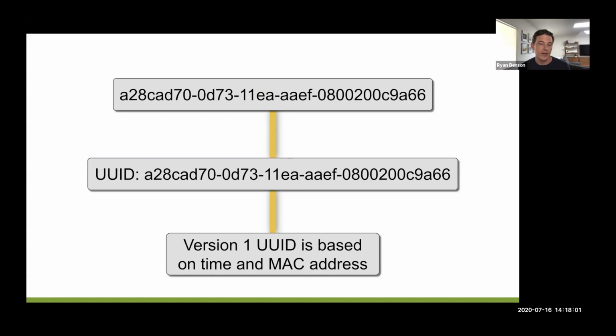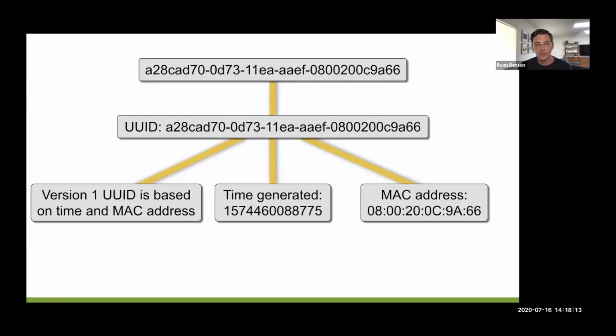And again, more background about UUIDs. This version 1 UUID is generated based off the system's time and the MAC address. So again, that's kind of cool. Time generated and MAC address, can we pull those out of the UUID? And in fact, we can. It's all just encoded in there, so you know how to pull it out.